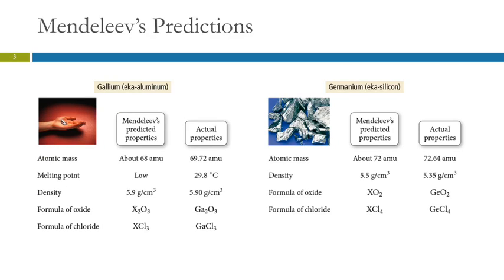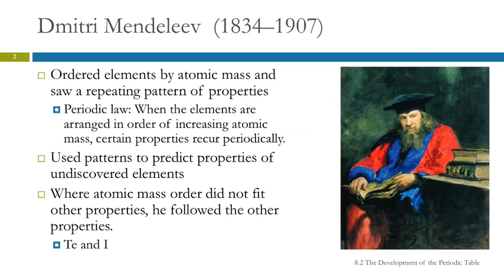He didn't know what protons were, but he still got the order correct. He was able to predict that missing elements would be discovered, and he even predicted their properties, and it's pretty amazing. I mean, this guy died in 1907, right? It's a long time ago.